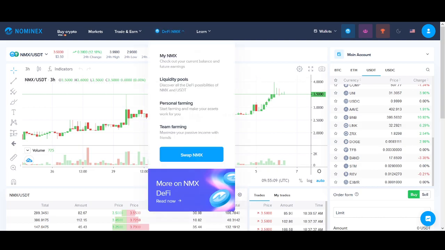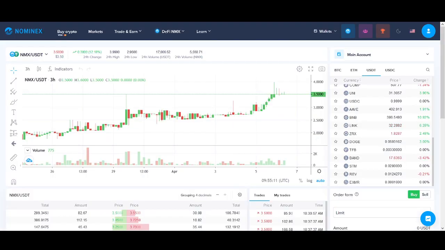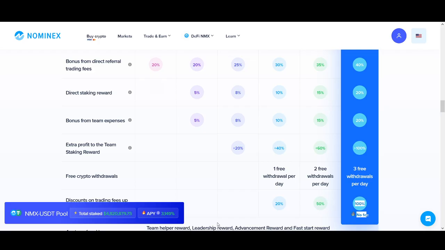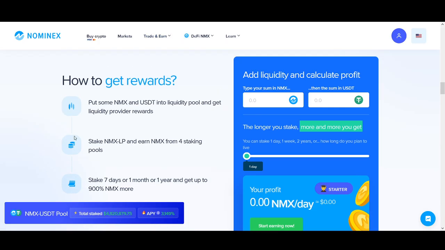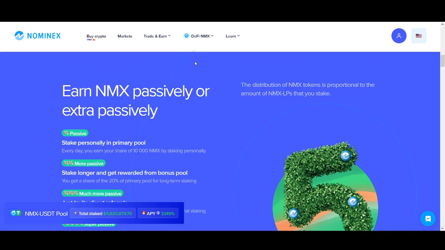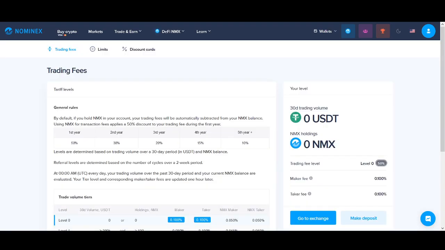When I do my DeFi and yield farming, I'll touch on the price going up as well. If you're staking and the price of Nominex goes up, you can really make a lot of money, especially in a bull market like this. So I wanted to talk about that. I'm really interested in this.